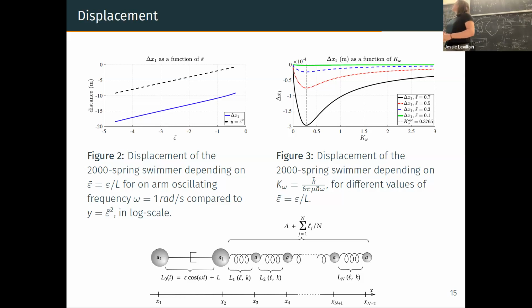We can explain this pretty well. If K omega tends to infinity, it means that either the rigidity of the springs is really big or the frequency tends to 0. If the frequency tends to 0, then the arm is not moving and we're not inducing any movement in the springs. And then the springs are really rigid. It's just like a rigid part and one arm that is moving, and it's the scallop theorem again, so we're not moving. It's the same thing on the other side if K omega tends to 0. So we had this optimal value, which is again kind of similar to Montino and De Simone's results.